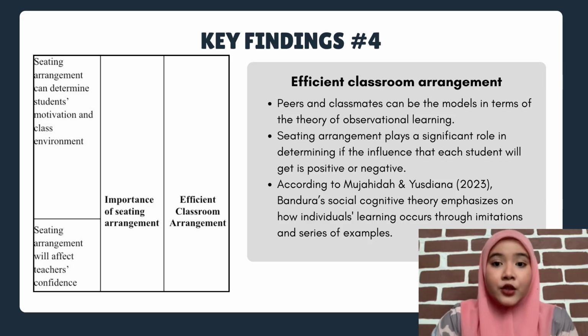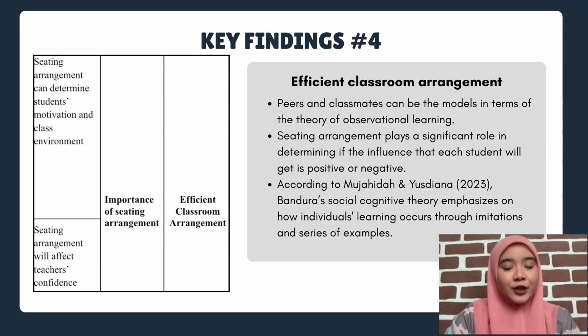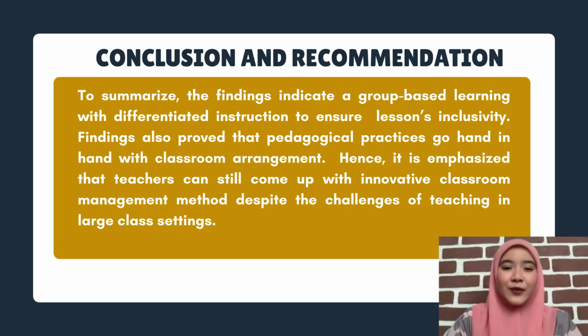In other words, students are set to learn through what they see others doing. According to Mujahida and Yustiana 2023, Bandura's social cognitive theory emphasizes how individuals learn through imitation and a series of examples. Thus, seating arrangement plays a significant role in determining if the influences are positive or negative. To summarize, this study explores effective teaching strategies in large-sized classrooms using qualitative research and purposive sampling.